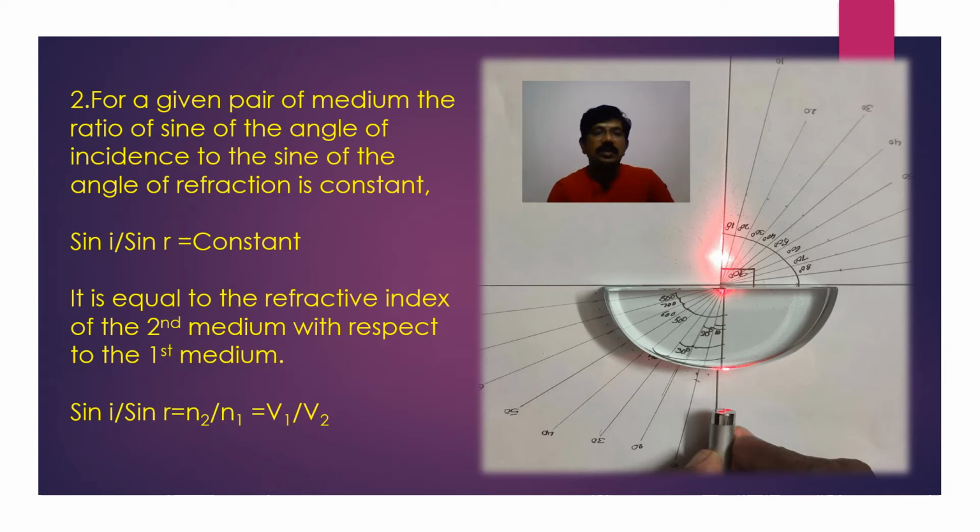This is equal to n2 by n1, which is equal to the velocity of light in medium 1 by the velocity of light in medium 2. It is always constant. Observe this picture clearly, children. Here I have taken a semicircular glass slab. For normal incident, the angle of incident is equal to 0 and the angle of refraction is equal to 0. Observe this clearly.